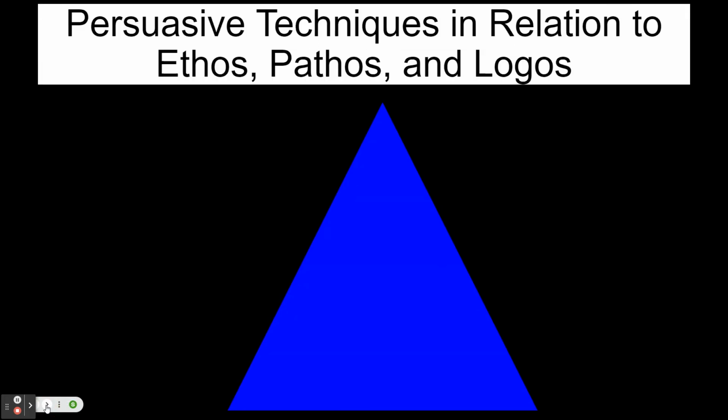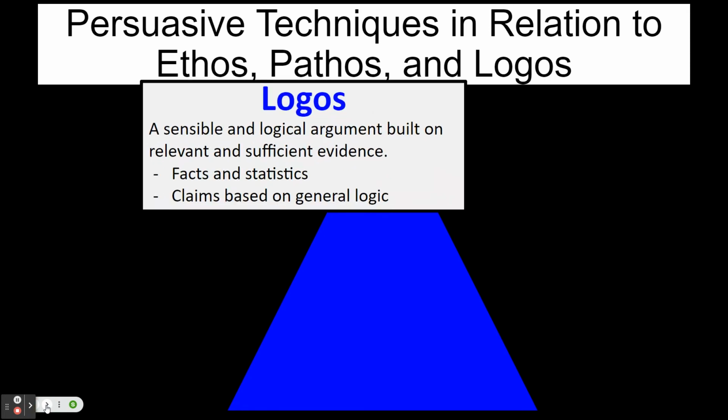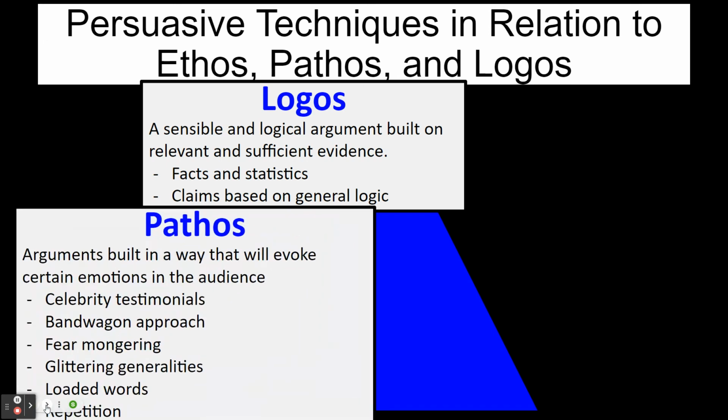All right, persuasive techniques in relation to ethos, pathos, and logos. Logos: a sensible and logical argument built on relevant and sufficient evidence. If you're using facts and statistics or claims based on general logic, that is logos. Pathos: arguments built in a way that will evoke certain emotions in the audience. All of these listed are pathos: celebrity testimonials, bandwagon approach, fear mongering, glittering generalities, loaded words, and repetition.